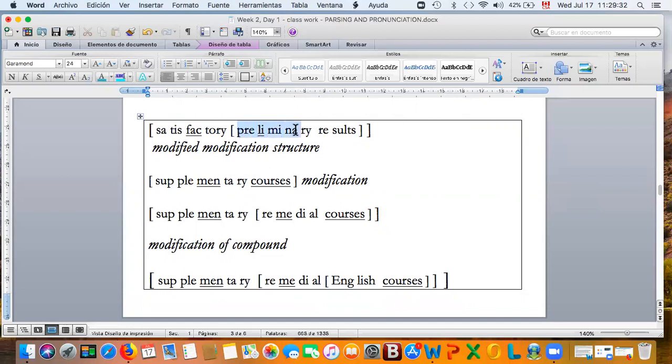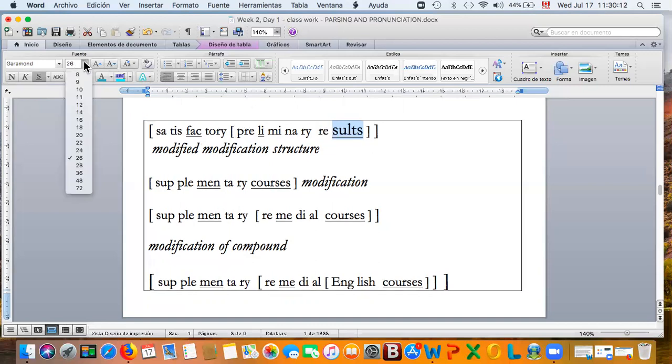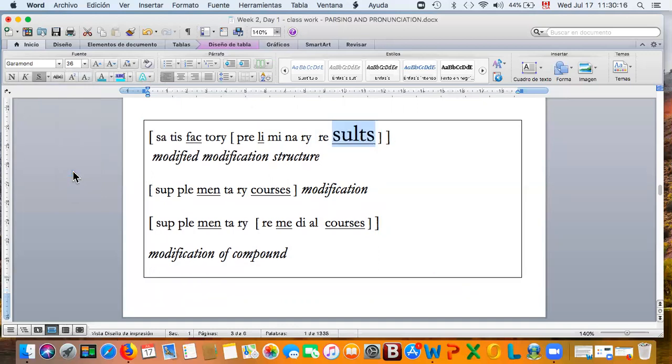Here we have the word preliminary, which we saw earlier on this page. And we're talking about results like laboratory results, hematology results, perhaps. And we talk about preliminary results. Now, preliminary results is a modification structure. So let's indicate that. Preliminary results. Let's make it even clearer. Preliminary results. I got my preliminary results.